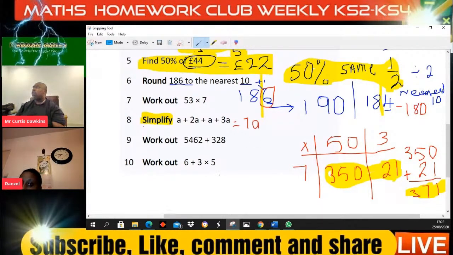Now the next one here. Read the figure for me, please, Denzel. 5 what? Read the question properly. Read the question. It says work out.